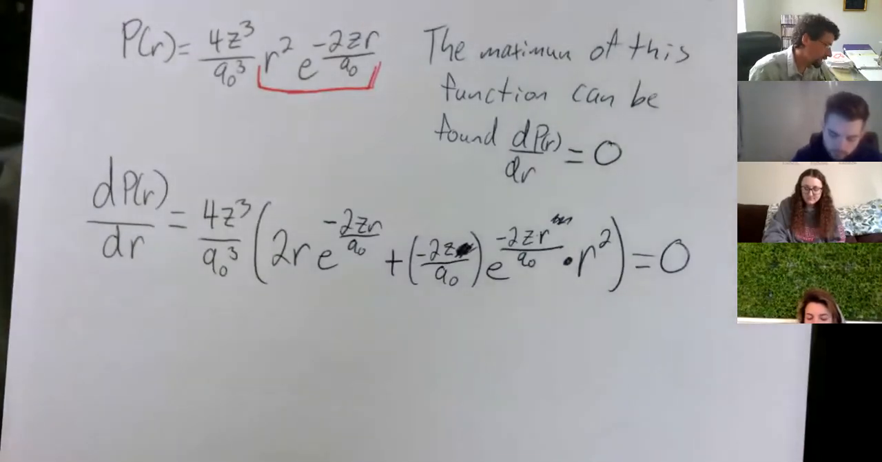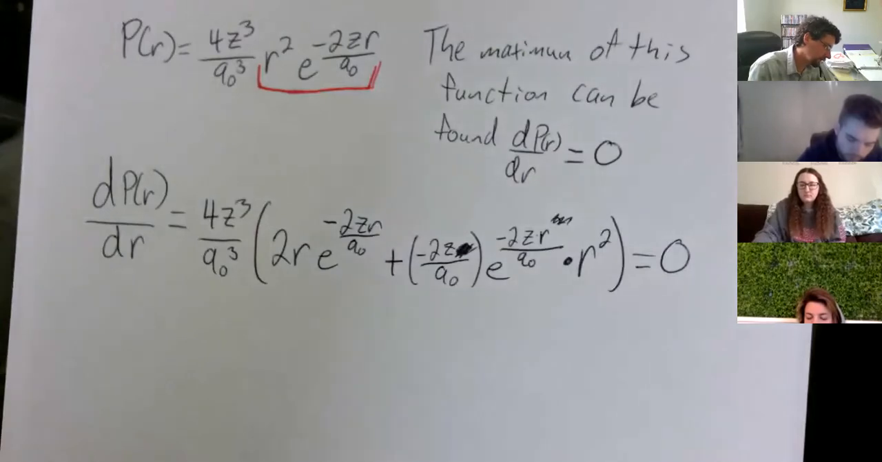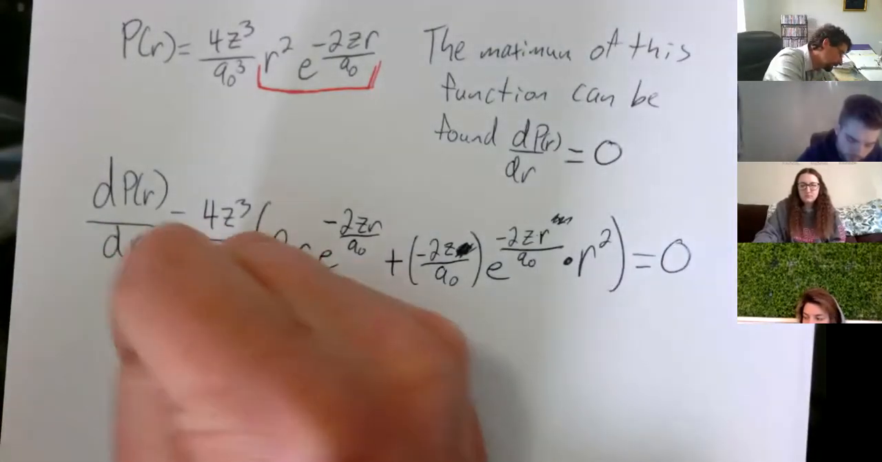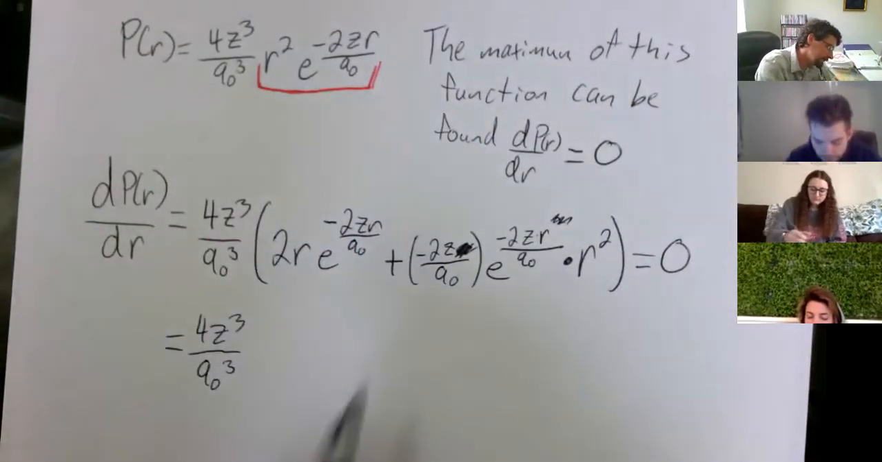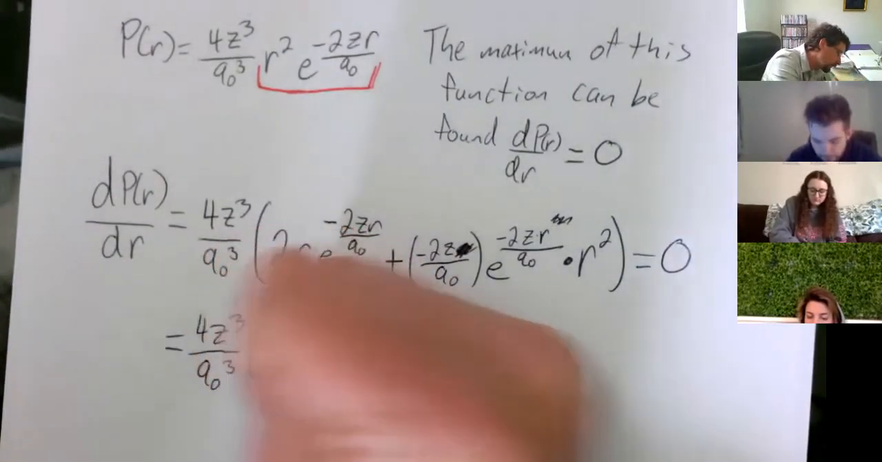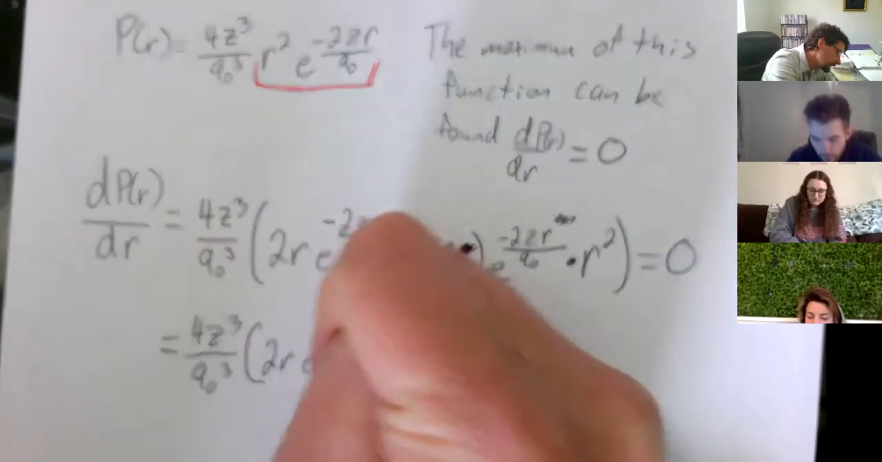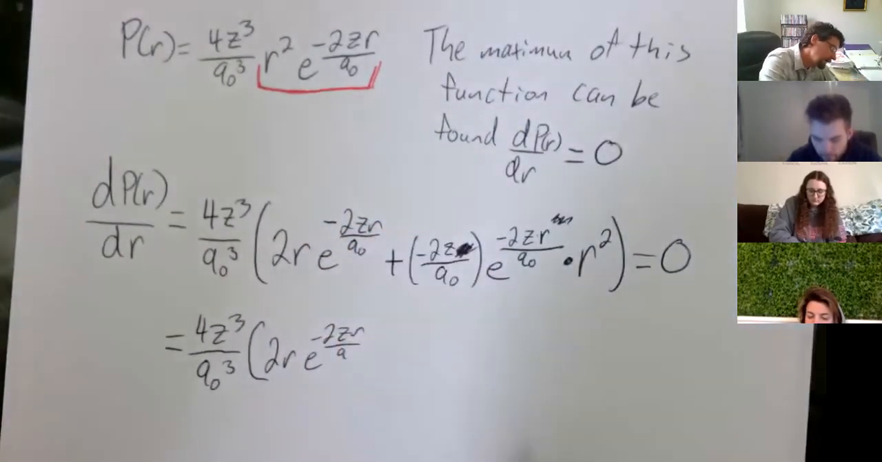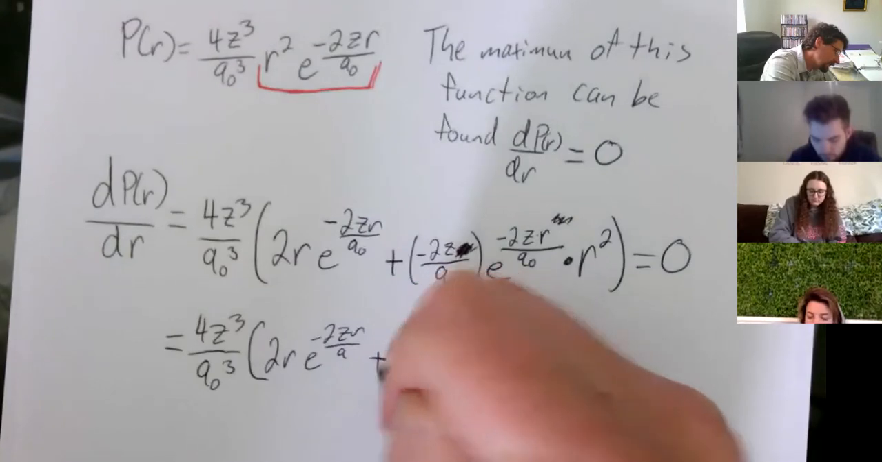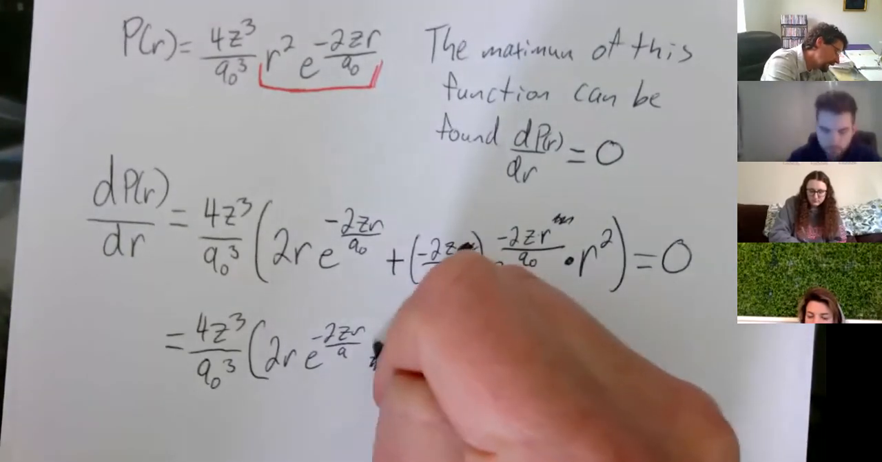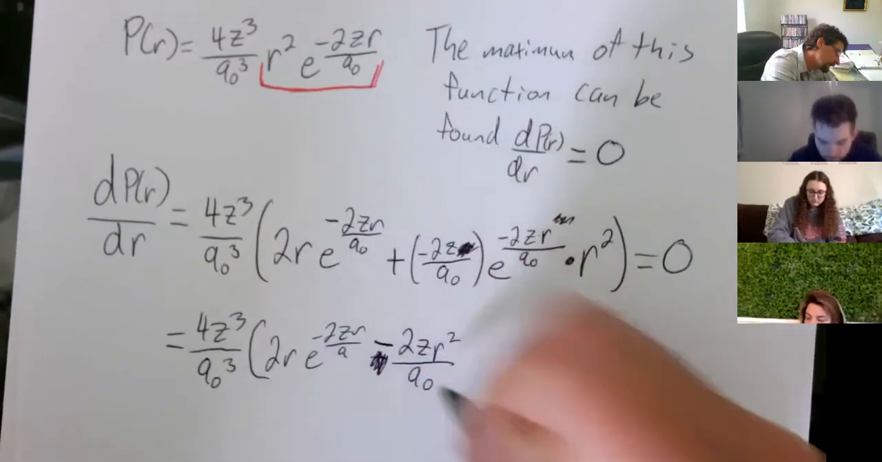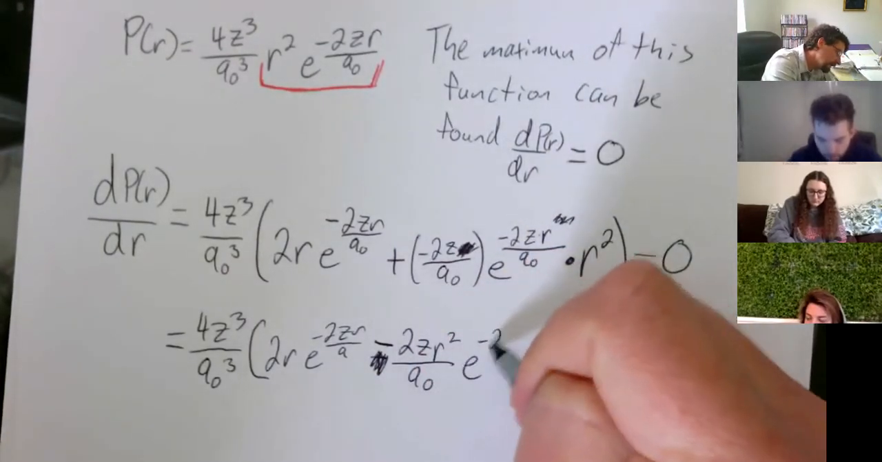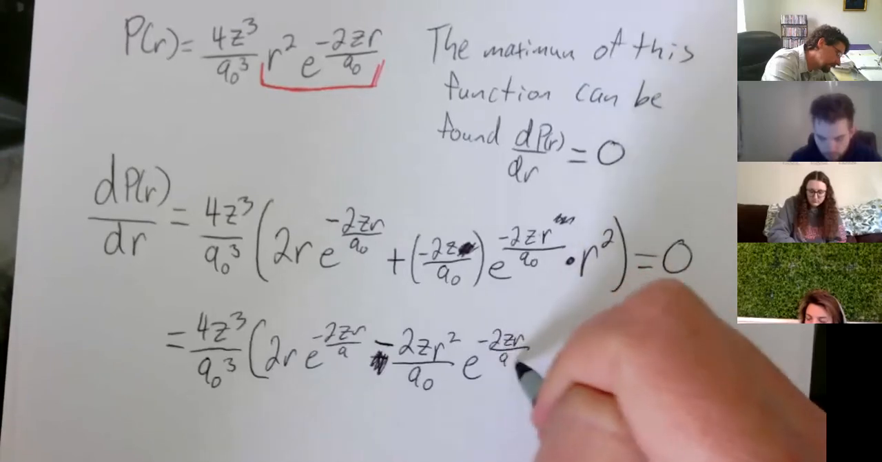0. Okay. Let's combine some terms. Let's make this look a little nicer. 4Z cubed over a naught cubed. We'll leave that first one alone. Combining stuff here, plus, oh shoot, minus 2Zr squared over a naught e to the minus 2Zr over a naught.